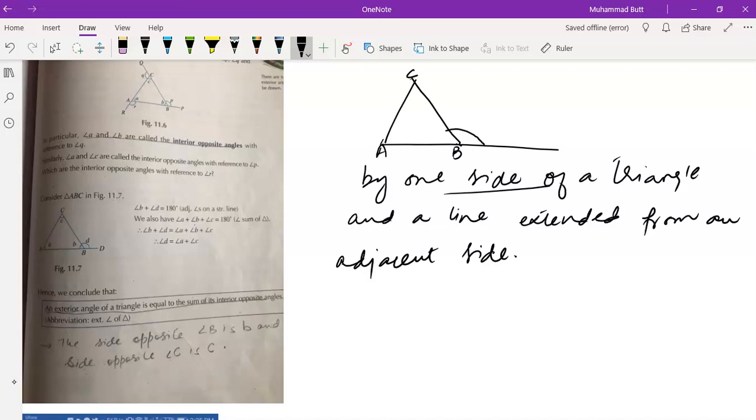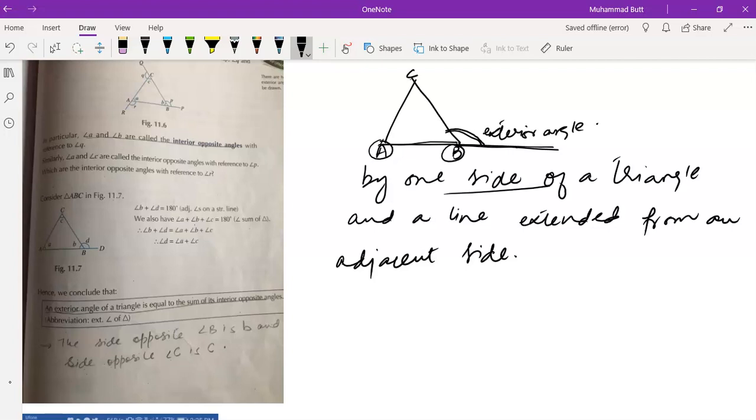The adjacent side to BC is AB. This is the adjacent side of BC. So when we'll extend this adjacent side, the angle which is formed is called exterior angle. We call it an exterior angle, but it's formed by one side of a triangle and a line that is extended from the adjacent side.